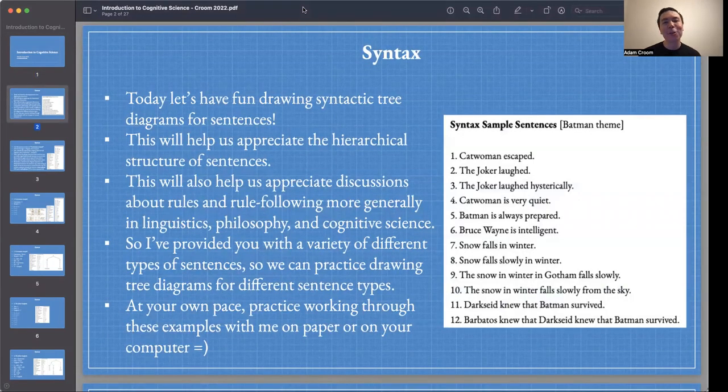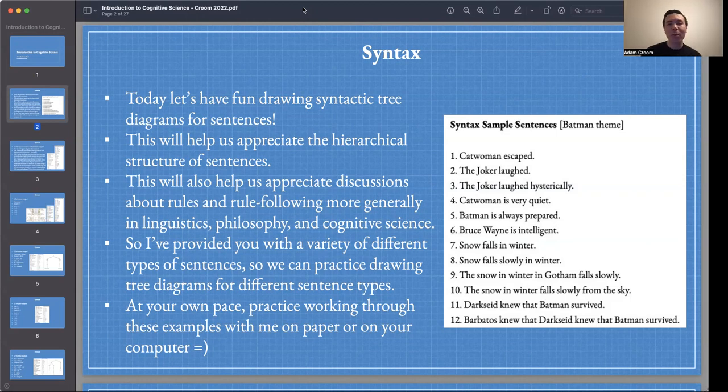So today, let's have fun drawing syntactic tree diagrams for sentences. The value of this is at least twofold. It'll help us appreciate the hierarchical structure of sentences. It'll also help us appreciate discussions about rules and rule following more generally in linguistics, philosophy, and cognitive science.